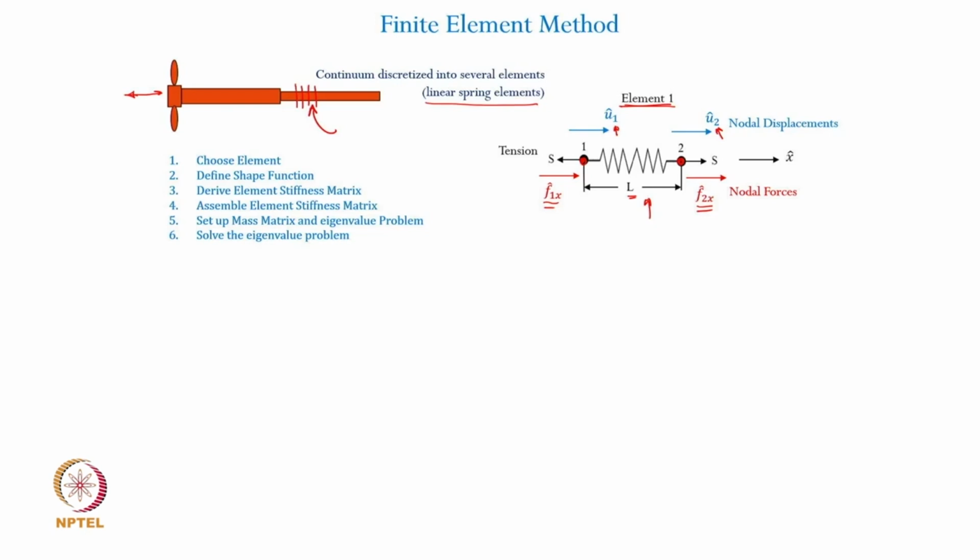So if we assume that this element is under tension, then S is the force which acts at both of these nodes in the direction shown. As I said, the parameters which we have defined, the displacement and forces, are defined in the local coordinates, and therefore they pertain to that particular element.